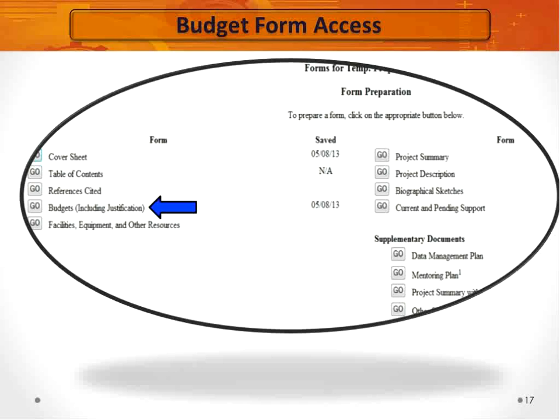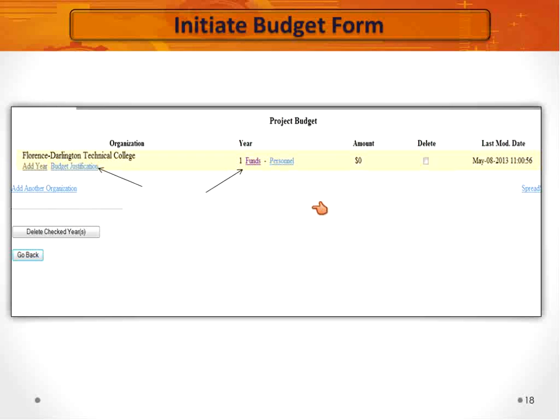Now, once you've logged in, you've got the budget access form here. Then you go down here to budgets. The next step is to select funds for year 1. You'll notice that this is also the screen where you will upload your budget justification, and we've put a little arrow here to show you that. You'll only do one budget justification for all the years of your project, not one for each year.